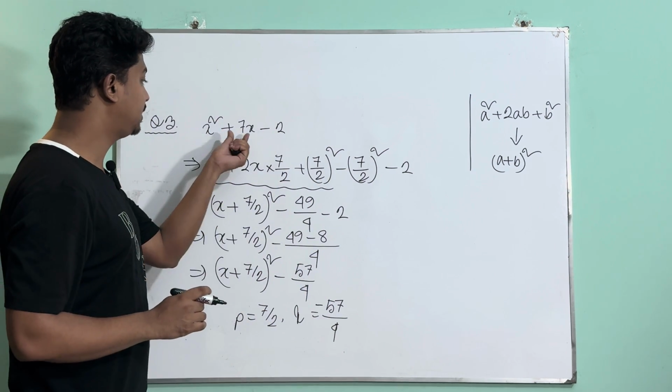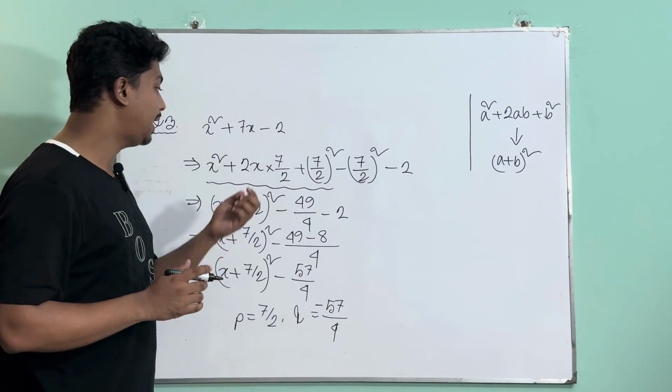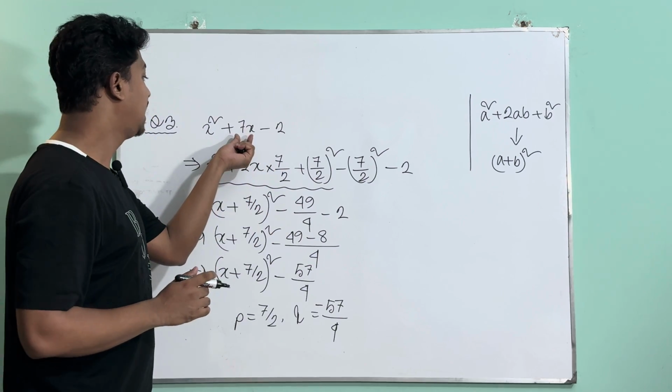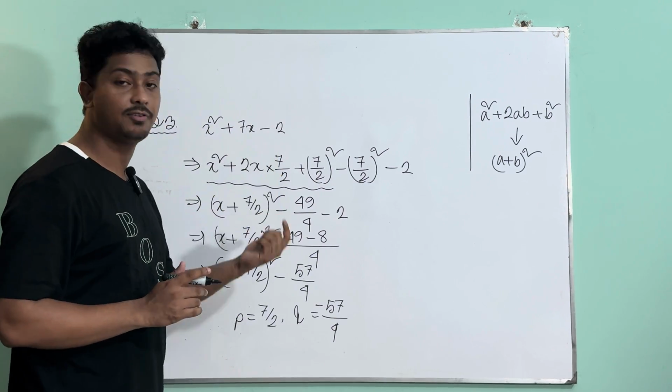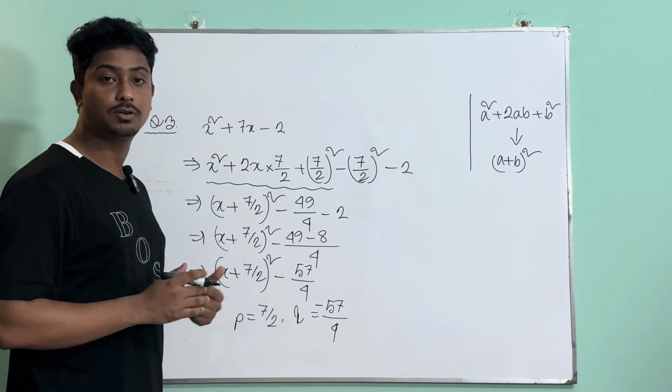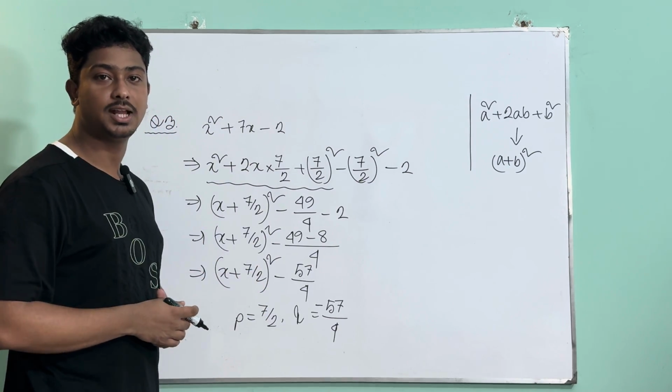That's it. So even if your middle term does not match with 2x, that means it's an odd number, you can still use a fraction and solve your completing square. Now let's move on to our next example.